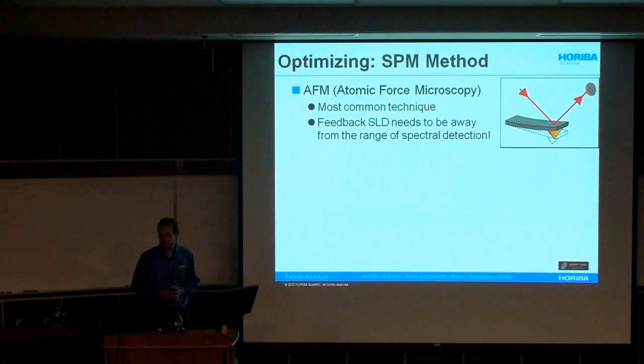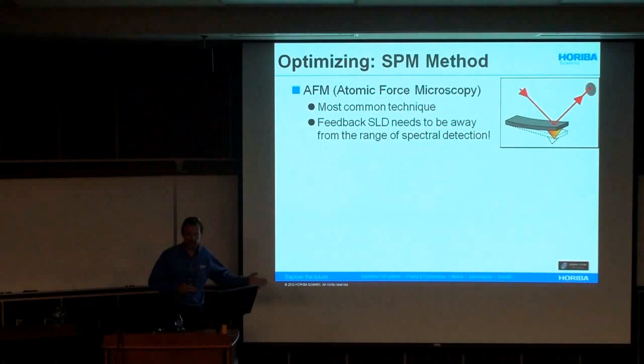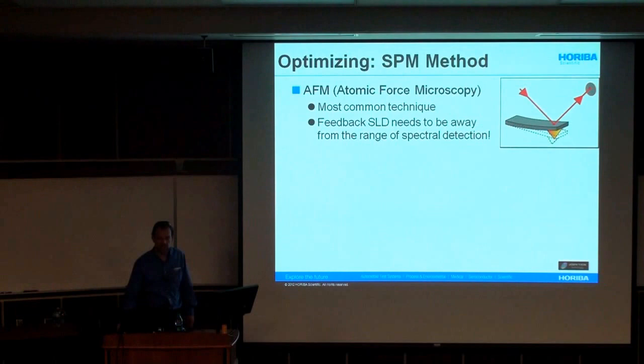So with a diode at like 1300 nanometers, like some manufacturers use, it's possible to basically cover the whole range from, you know, the blue range to the near IR with the regular CCD detector without interference from the AFM feedback diode. So that's the most common issue with that.